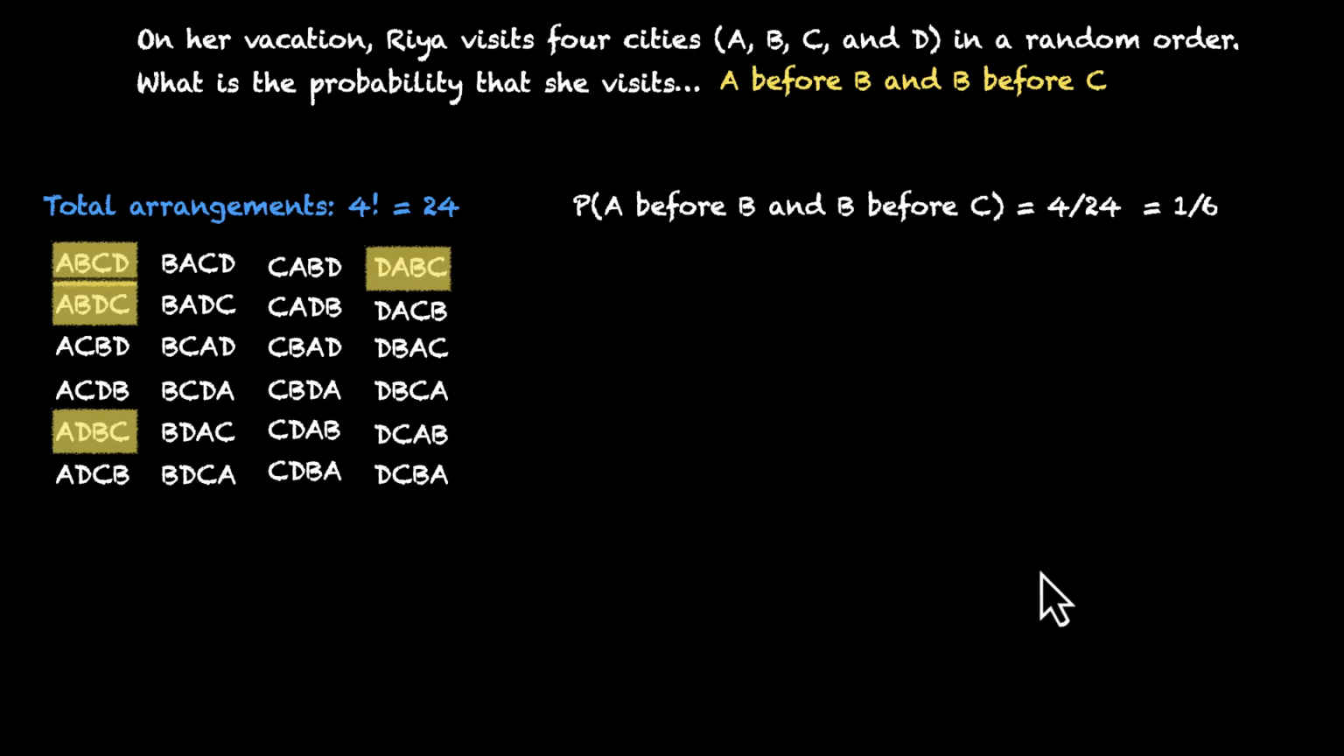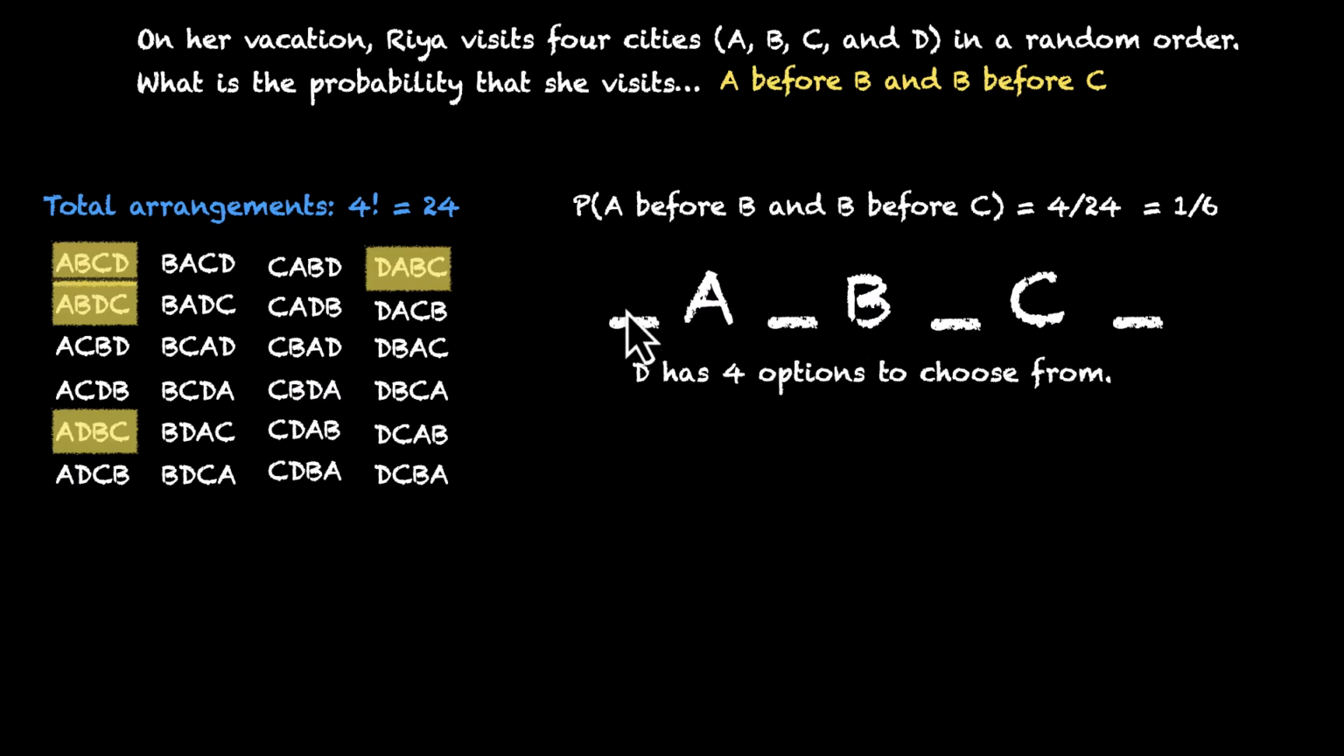Again, is there another way to think about this? If we have A, B, and C and the order is set, A will come before B and B will come before C, where can D be? So for D, we have these options. It can come before A, between A and B, between B and C, or after C. So there are these 4 options for D, which is why we're getting these 4 arrangements where A comes before B, comes before C. If D comes first, we'll have D, A, B, C, this one. If D comes second, we have A, D, B, C. If D comes third, we have A, B, D, C. And if D comes last, we have A, B, C, D.